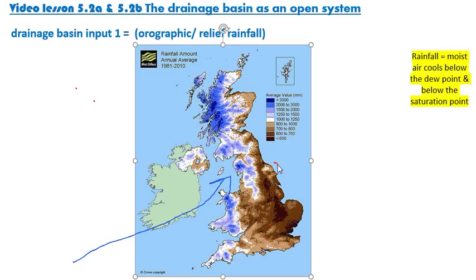And then as the air descends over the southeast of the UK, it's a lot drier. So which parts of the UK are more susceptible to drought? London, the southeast, and Kent.